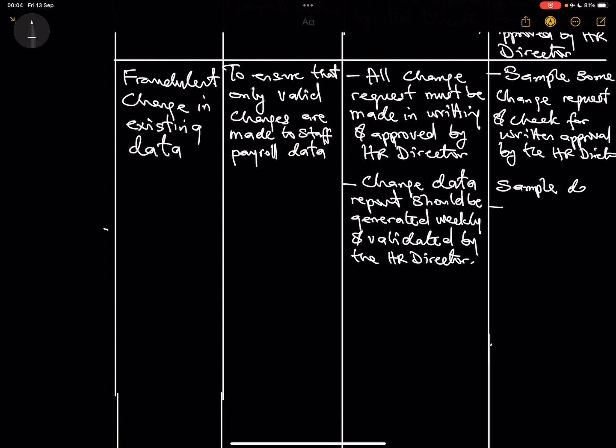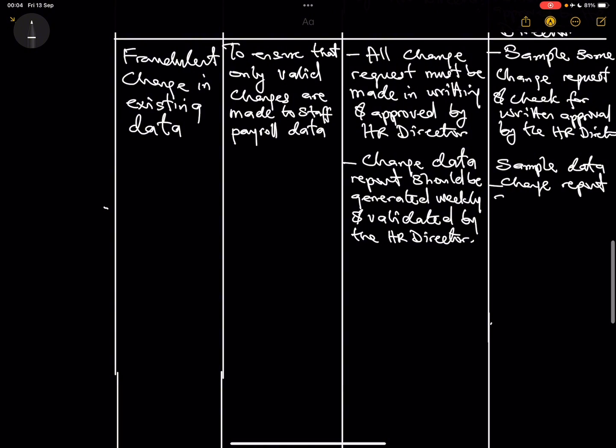Sample data change reports, and check for evidence of review by HR director. And that is it for the employee details in the system.